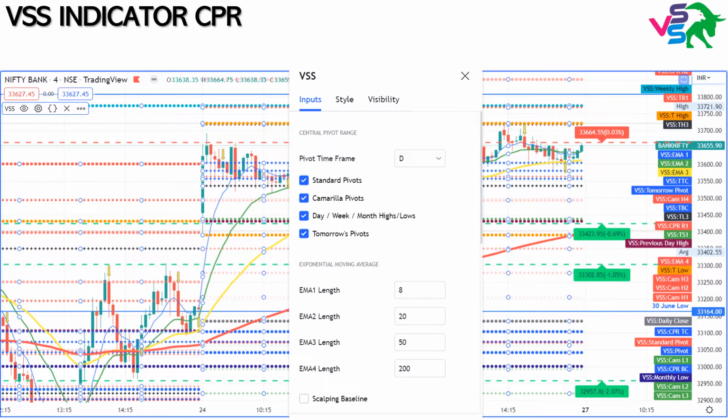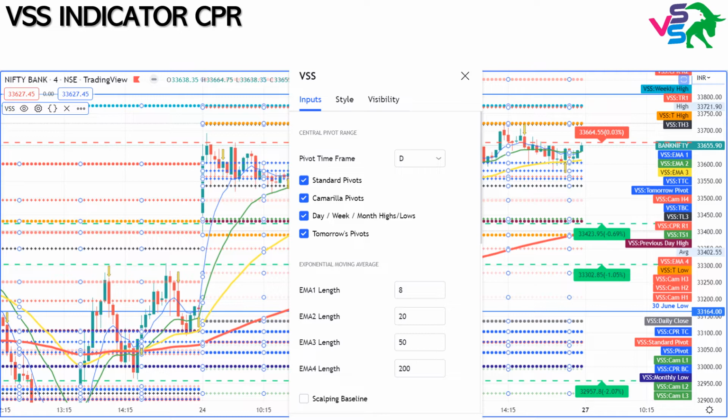CPR in VSS indicator. In the VSS indicator we have kept no stone unturned with regard to CPR, all the points are defined. It starts with time frames as daily, weekly and monthly. In CPR we have two types defined, the most popular, that is standard pivots and Camarilla pivots, and have options for daily, weekly, monthly and also tomorrow pivots, dynamic as the market moves.